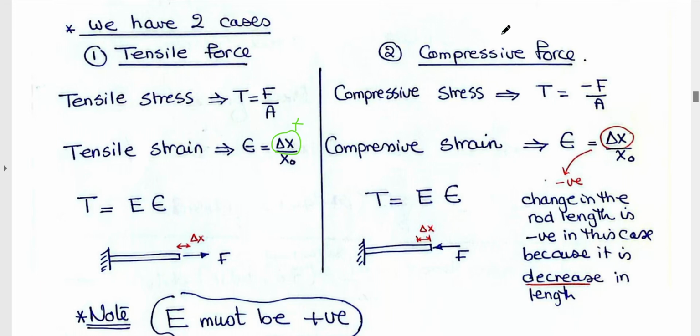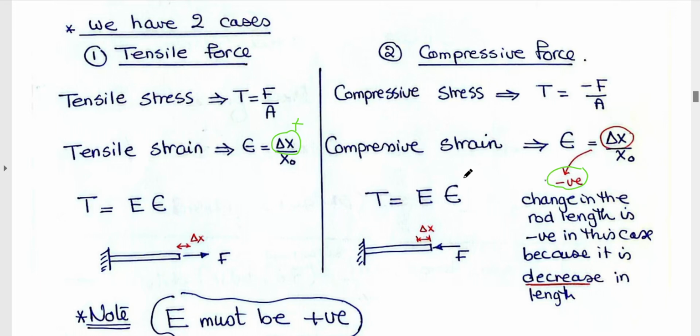The other example is when we apply compressive force. When we apply compressive force, the stress is called compressive stress and the strain is compressive strain. When we apply this force compressively, it's trying to decrease the length of the rod. So the change in the rod length is negative. Delta x will be negative because it is a decrease in length. So you will have your compressive strain negative.